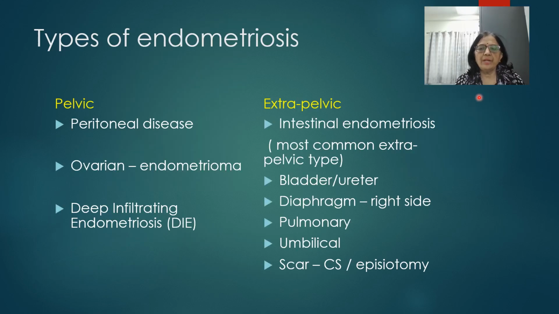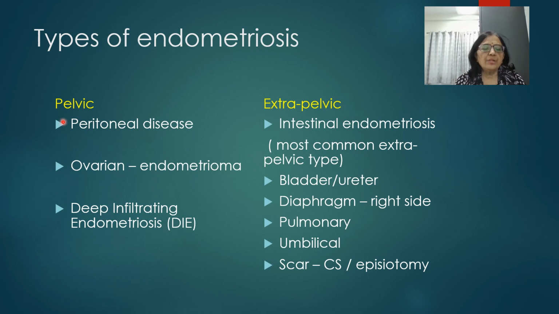Now, just to revise, we have already seen in the last class on pathophysiology and classifications of endometriosis. There are mainly two types. One is pelvic endometriosis and the other is extrapelvic endometriosis. Pelvic endometriosis is much more common.